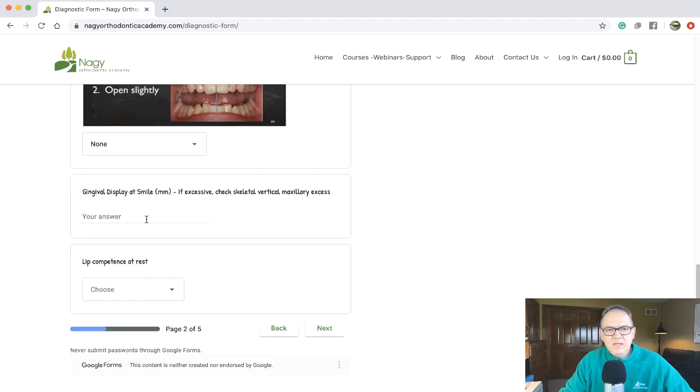Gingival display at smile, how much gum tissue do you see? Maybe you see just 2 millimeters, something like that. So that's what you would put in. Lip competence at rest, are the lips together?